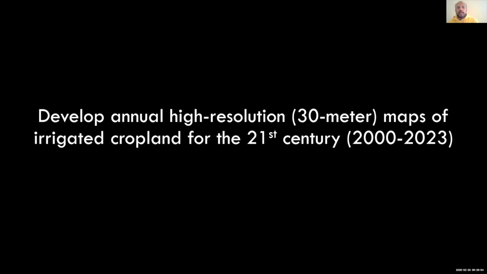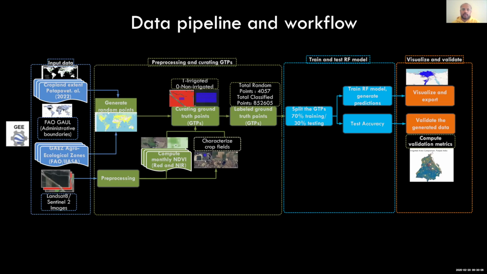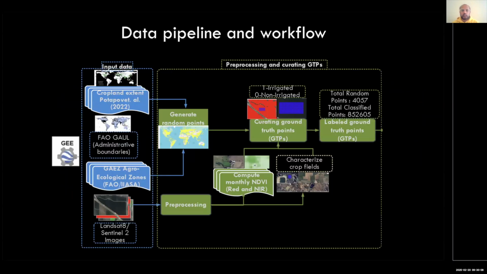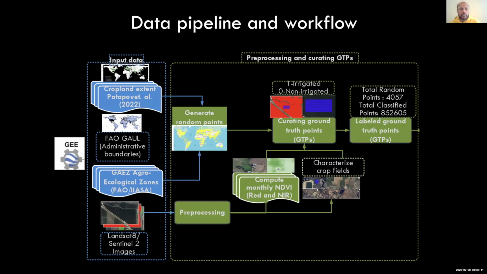So to advance that, we are currently proposing to develop annual high resolution irrigated cropland maps for the 21st century, from the year 2000 to 2030. So to tell you a bit about our approach, the first step is collecting the input data.